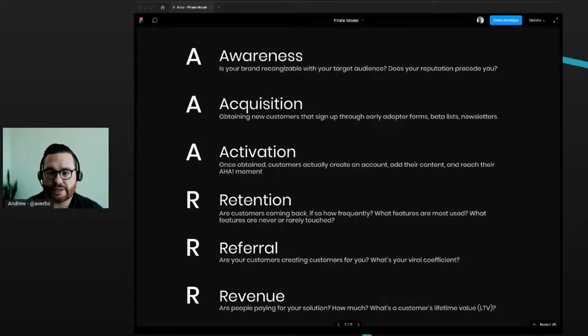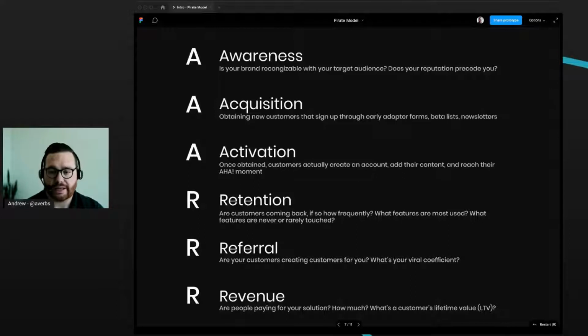Acquisition, so obtaining new customers that sign up through early adopter forums, beta lists. Like, how are you acquiring someone's interest? Through forums. That could be even, in this age, it could even be through social media. It could be through followers. It could be through YouTube. How are you acquiring people?